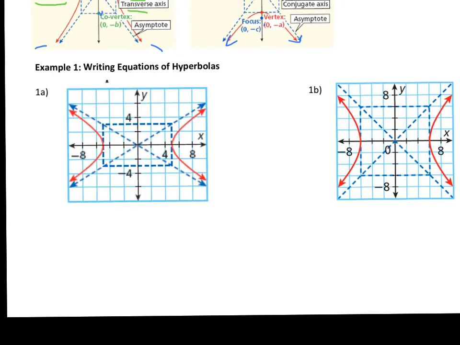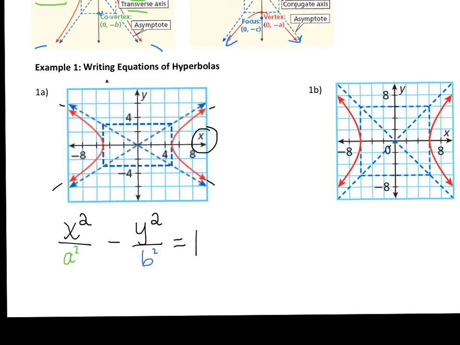So let's write an equation in standard form for each of these graphs. The first thing I notice is that these arrows point to the right and to the left. So it's horizontal, and it means that x squared is going to come first. I know we'll have a minus sign, then we'll have y squared. It'll all equal 1. Our job is just to figure out what a squared and b squared are.